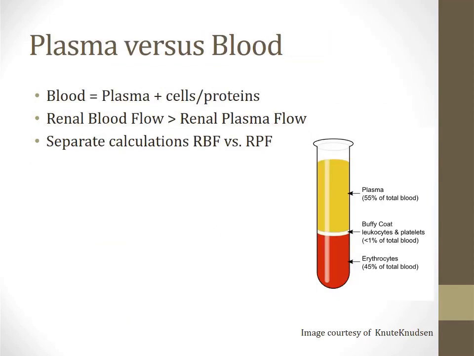Let me talk briefly about the difference between plasma and blood. So blood is plasma plus cells and protein. If you centrifuge blood, you will get something like what's shown on the screen here. About 55% of blood is plasma. There's a tiny bit that is made up of leukocytes and platelets, and then about 45% is erythrocytes.